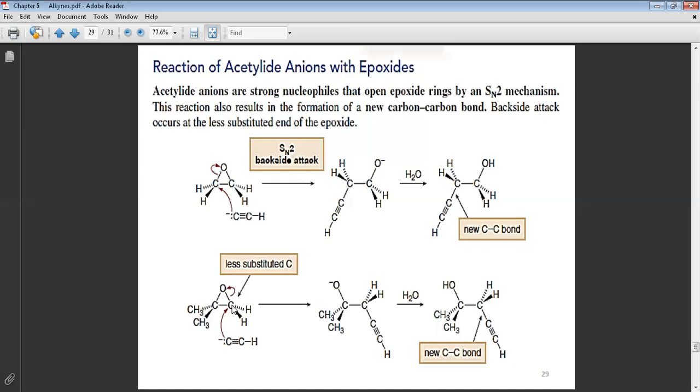That means this acetylide anion will attack this carbon, not this one, to open the bond between the carbon and oxygen and give you the product. The negative oxygen is not stable, so it will take a proton from the water molecule to give you the final product. Okay, this is also an important and nice reaction. I hope you understand this.